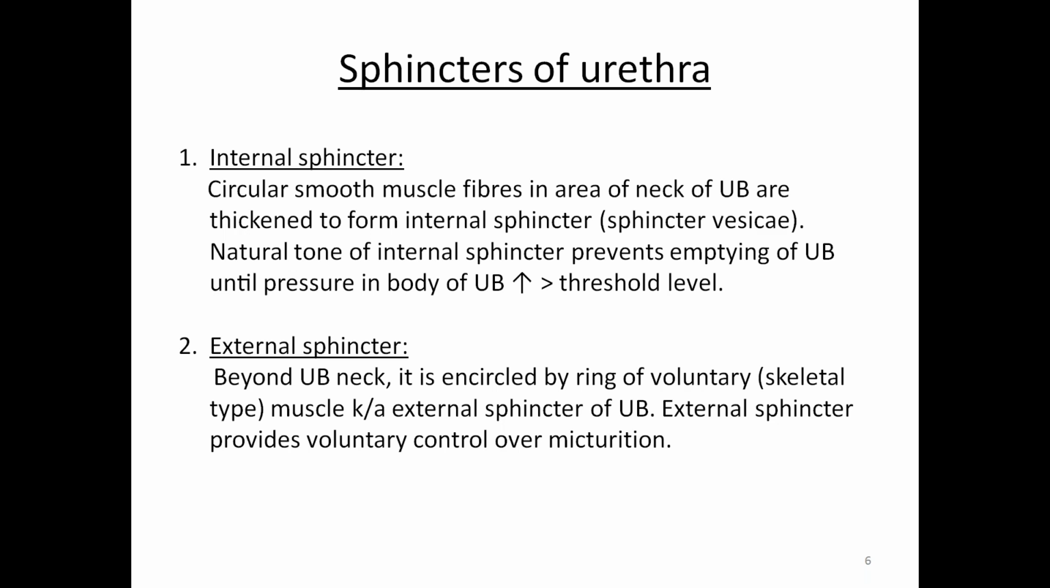Then you have an external sphincter. Beyond the bladder neck, as the urethra passes through the urogenital diaphragm, it is encircled by a ring of voluntary, skeletal type muscle known as the external sphincter of the bladder. The external sphincter provides voluntary control over micturition. And in males, the external sphincter has a stronger action and it can stop micturition midstream even after it has been reflexly initiated. So that's one difference.